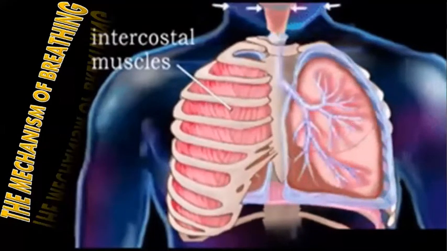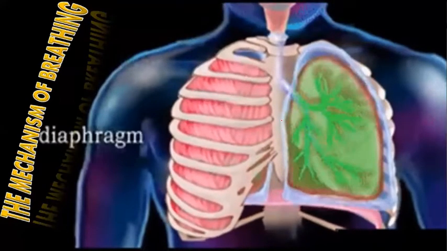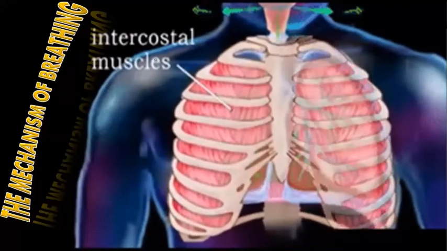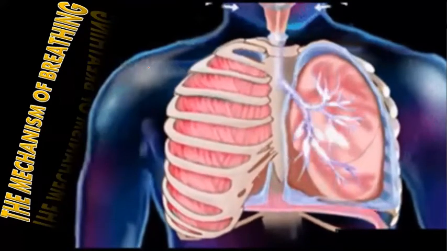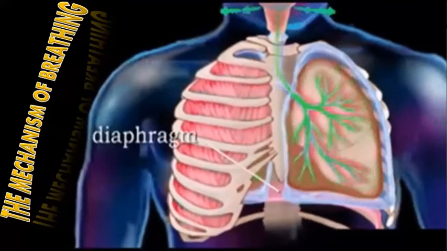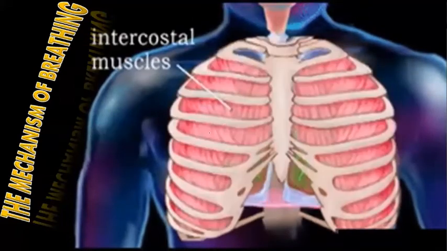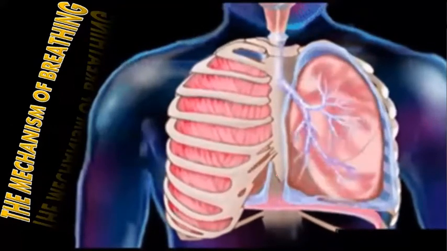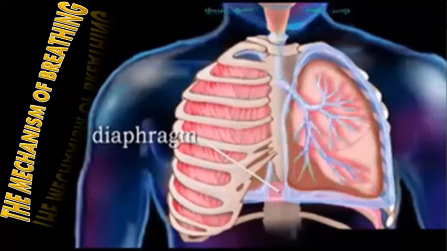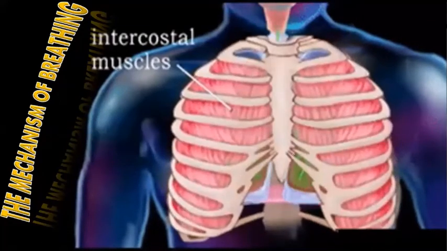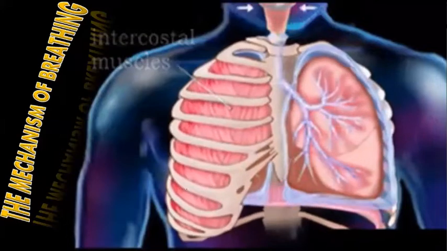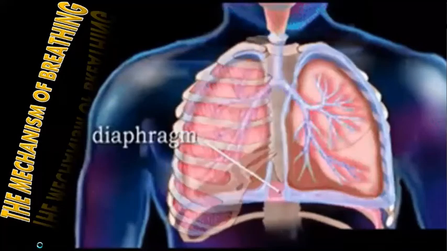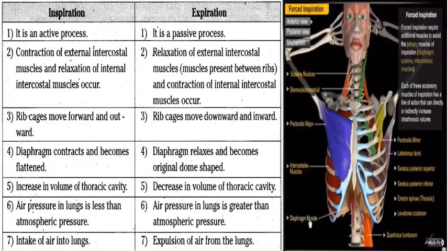There are certain organs which are required for this process. Number 1, the lungs, intercostal muscles. The next one is the diaphragm, ribs. This is the sternum as well, but this is called the chest bone. All these things collectively perform the function of inspiration and expiration. How it is done, we will see here.